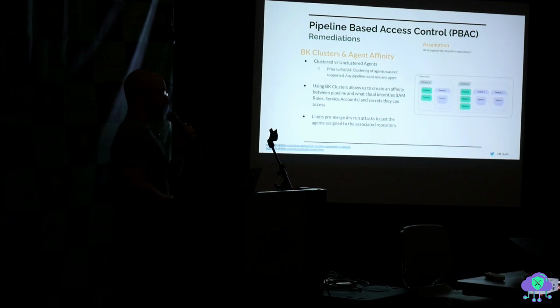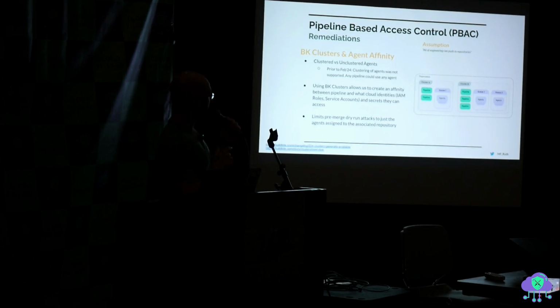So for Buildkite, the goal is to create an affinity between pipelines and the agents that those pipelines can call, so that when you create a configuration file for your pipeline and you randomly define the agent like I did, you can't just choose a random agent that exists for another repository. You can actually use Buildkite clusters to prevent this.